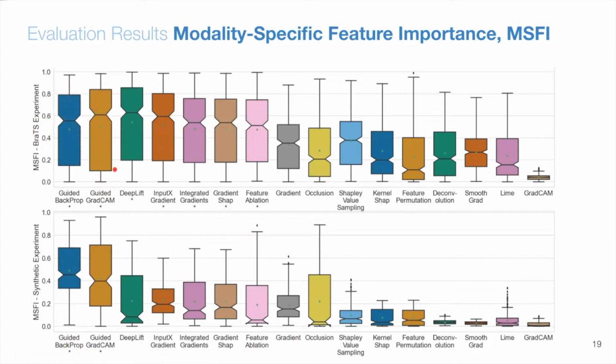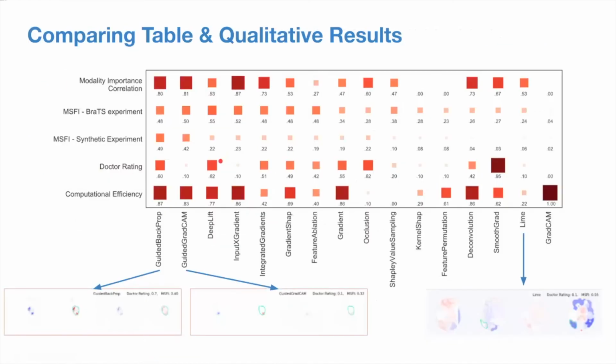This indicates most saliency map methods are not specified to fulfill the clinical requirements on feature localization as well as modality prioritization. This is a summarizing table of all the evaluation results. And here are some qualitative visualizations for the best and worst performing methods. Based on the MSFI metric, there are discrepancies between the current saliency map methods and the requirements for multi-modal medical image explanation.